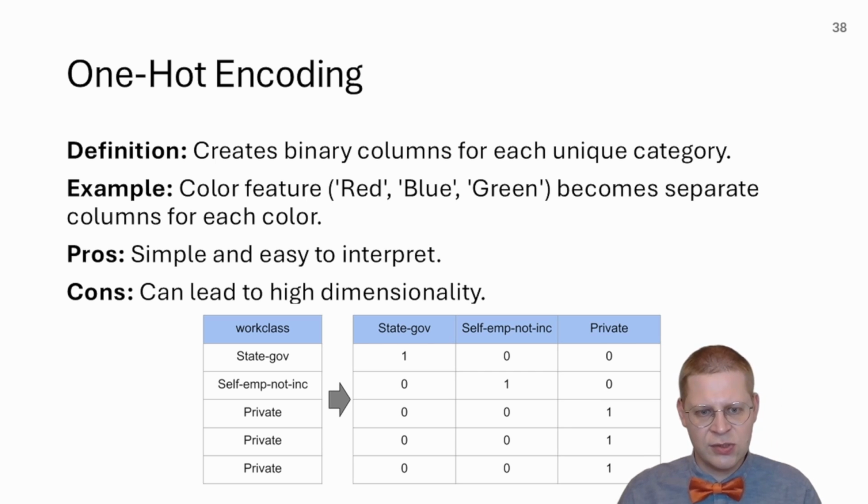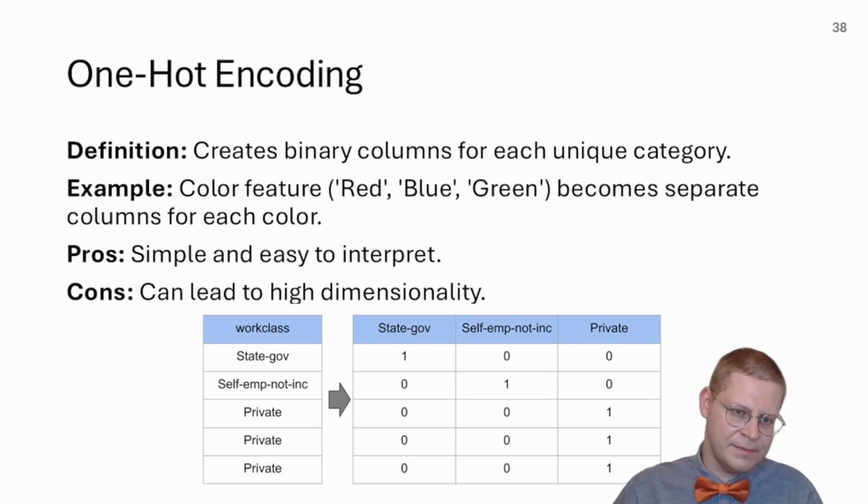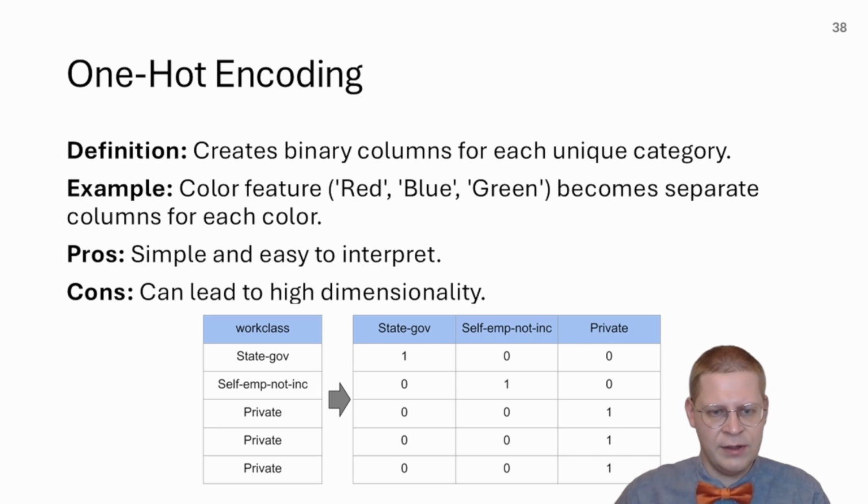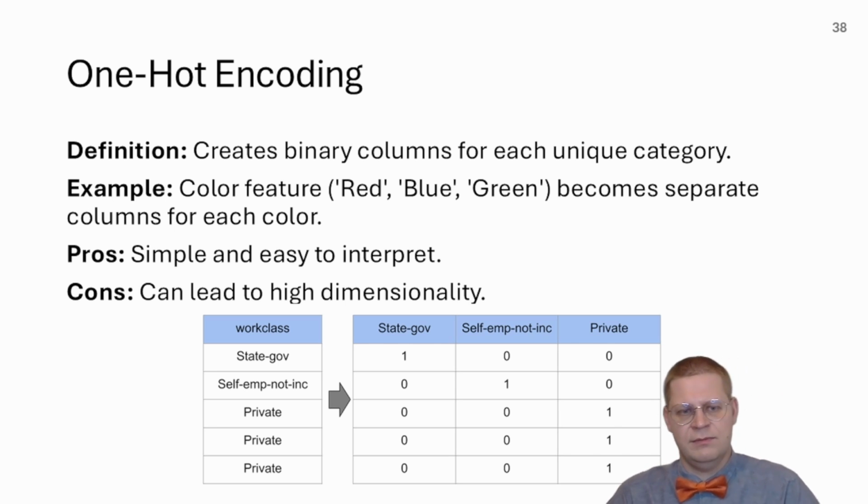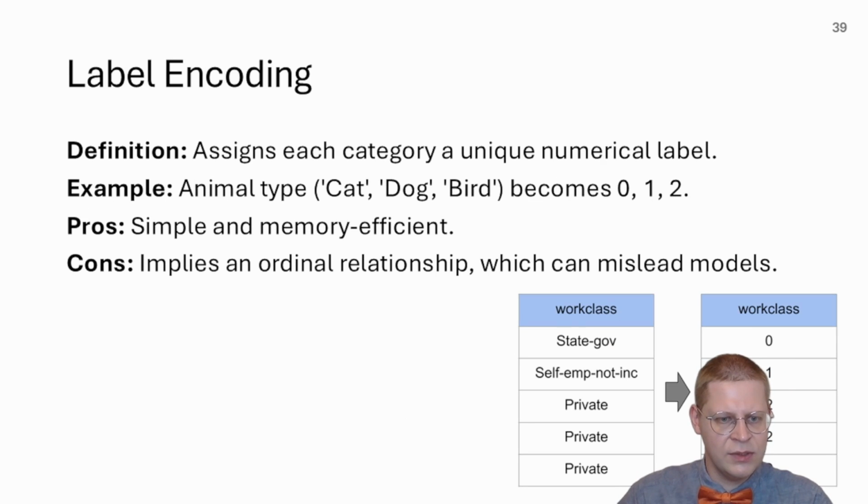But we don't need it, since that brings us the same information as zeros in red and blue. But this is only true if we do not have the missing data or outliers or something like this. Pros of this method: it is simple, it is easy to interpret, but it can lead to high dimensionality. Imagine you're applying one-hot encoding to something like car brand. You will have a huge amount of features. As for the label encoding, it assigns each category a unique numerical value. Like imagine you have animal types: cat, dog, bird, and so on. Well, it becomes 0, 1, and 2.